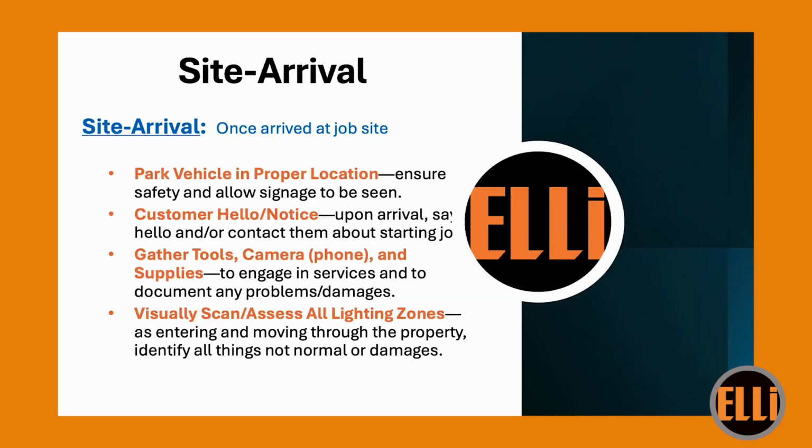Gather tools, your phone or your camera, and any supplies. When you're first moving around the property, you're going to do different things, like checking the entire landscape, making sure there are no problems or damages. The reason I tell you to bring a camera or have your phone available so you can take pictures is to help document problems that you find.